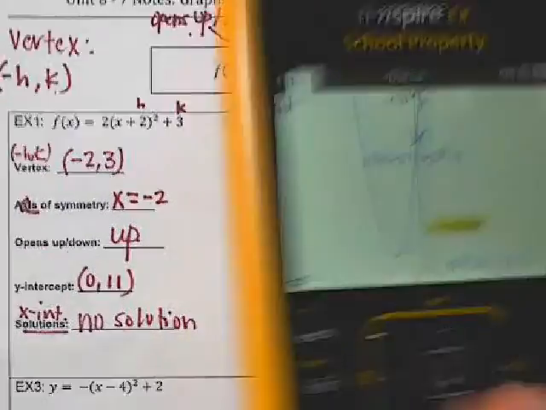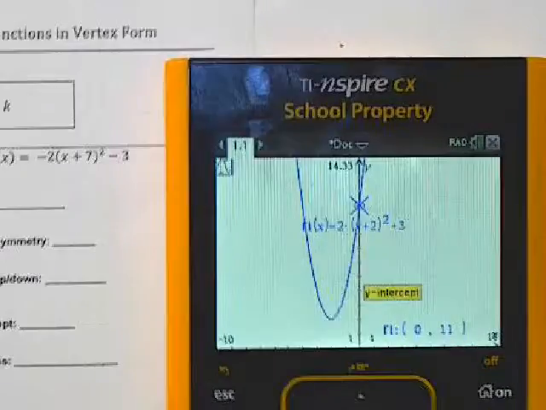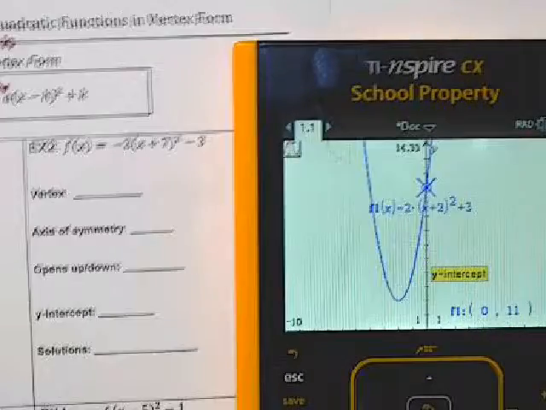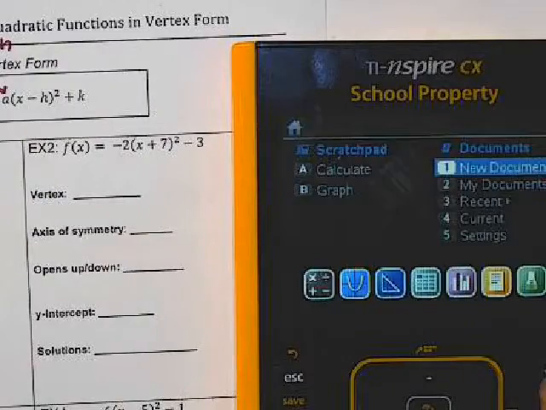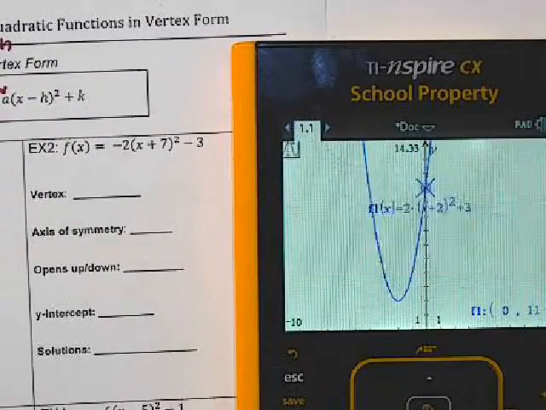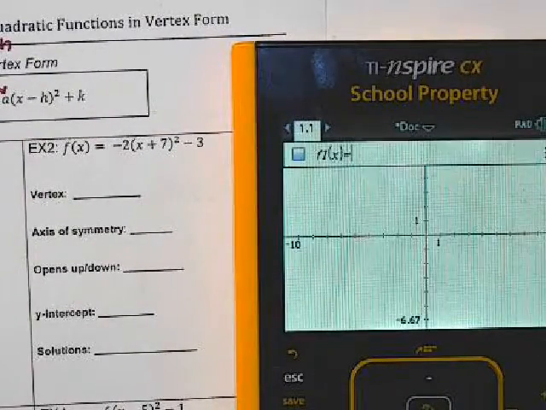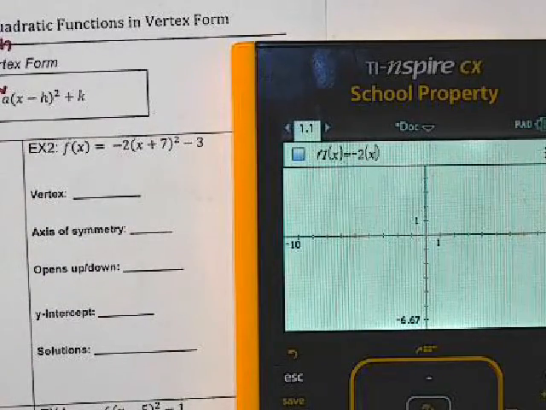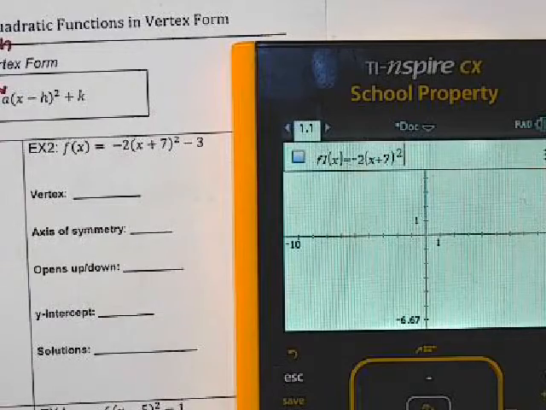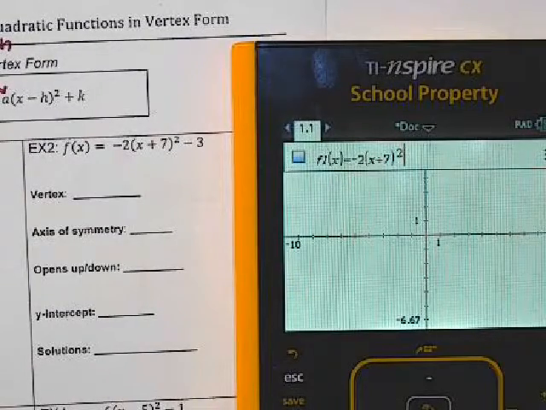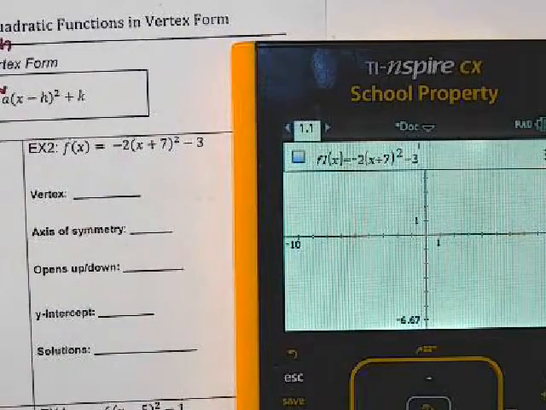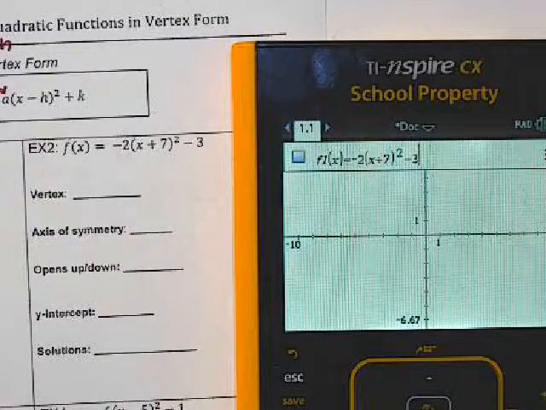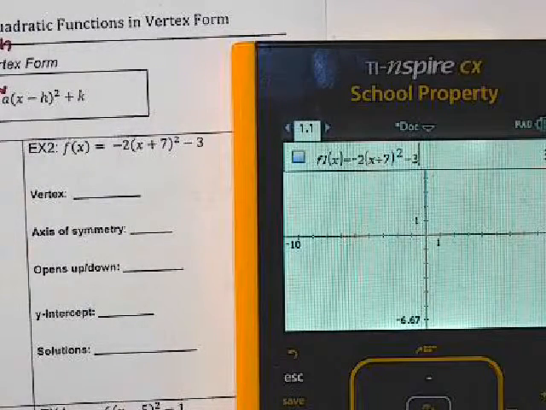All right, example 2. Let's go ahead and plug this in first. So go to a new graph. Do it with me. Plug it in exactly how it looks. Make sure you do the negative 3 on the end.